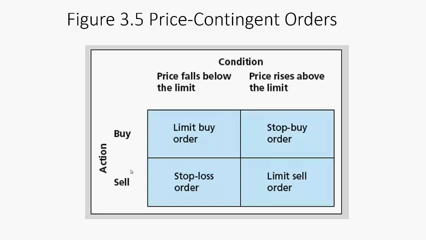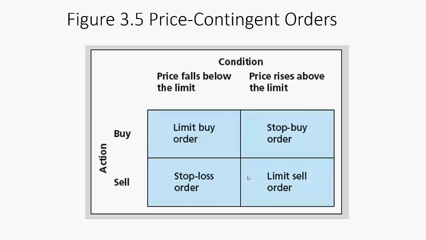If your action decision is to sell, then you will have a stop loss order because you want to stop the loss. Okay? The price falls below a limit. Let's say you bought the stock at $60 and the price has fallen below 50, and the 50 was your limit, then you may want to sell. But let's say you want to buy more and the stock drops, then you'll have a limit buy order.